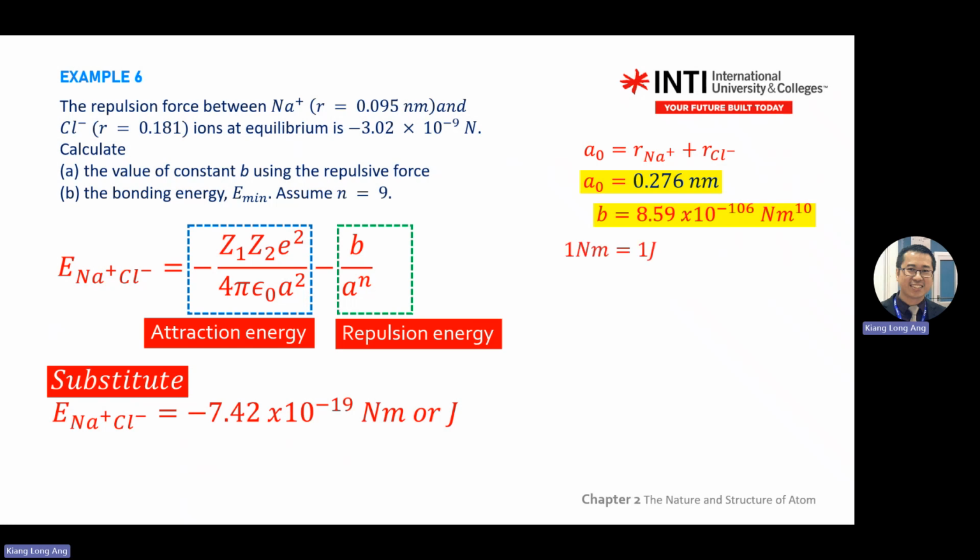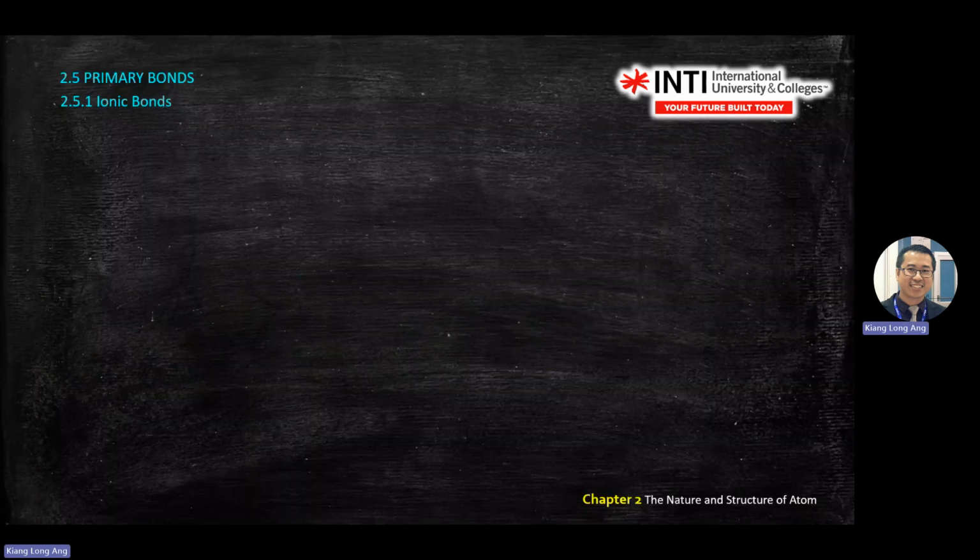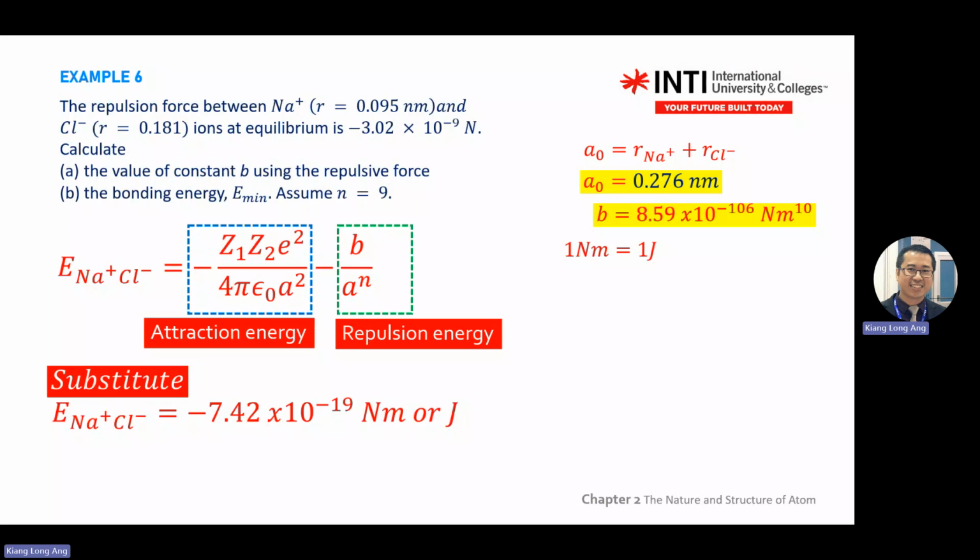Nothing complex. It's just the equations. Three equations: A equal to small r plus big R, and then these two equations here. And then what is important is the periodic table.